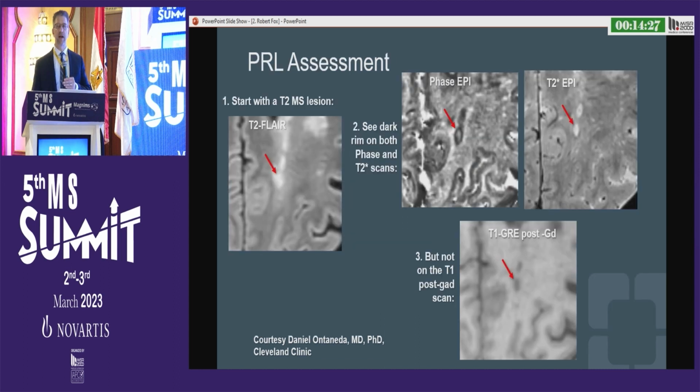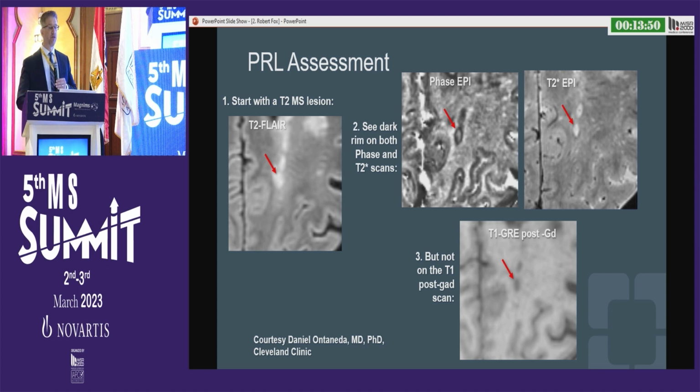How do we see that on imaging? Well, it's a multi-step process. One, we have to pick a T2 lesion. There are a number in this image, but for this purpose, we're looking at this lesion on a T2 weighted FLAIR image as a starting point. Then we look at both the phase EPI and the T2 star EPI and ask, is there a dark ring around the lesion? Yes, there is a dark ring at least partly around the lesion.